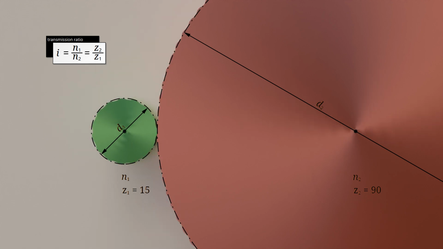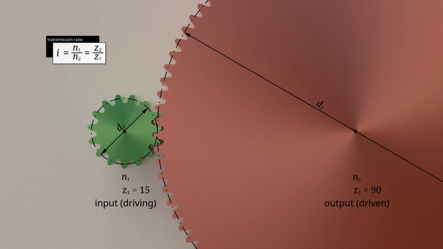The circumferential speeds on the pitch circle of the 2 gears are therefore identical. The pitch circle diameter is referred to as such because the pitch of the teeth is based on the circumference. As the number of teeth is directly proportional to the pitch circle diameter, the transmission ratio can also be determined from the ratio of the pitch circle diameters of the 2 gears.